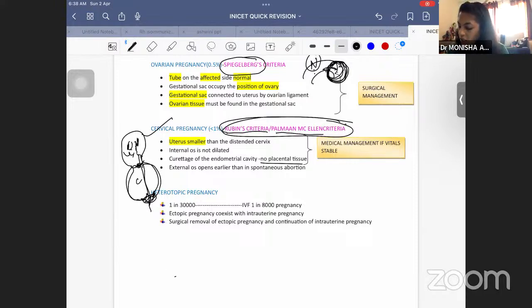Heterotopic pregnancy is where you have one pregnancy in the uterus and simultaneously another is an ectopic pregnancy. So ectopic coexists with the intrauterine pregnancy. It's called heterotopic pregnancy, and it is very common in IVF compared to spontaneous conception.